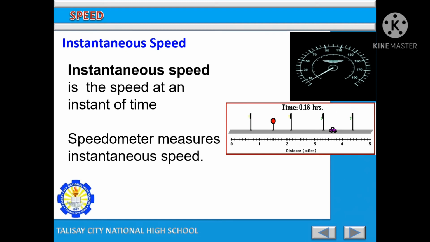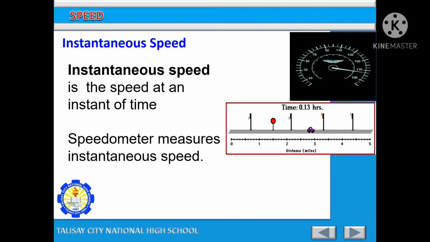Okay, so what is the concept behind instantaneous speed? Say, for example, a car or a bus is traveling from Talisay City to Cebu City, and it takes the bus 1 hour to reach the city, and the distance between Talisay City and Cebu City is 20 kilometers.